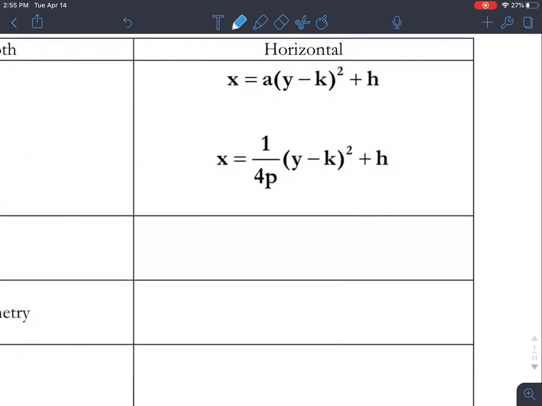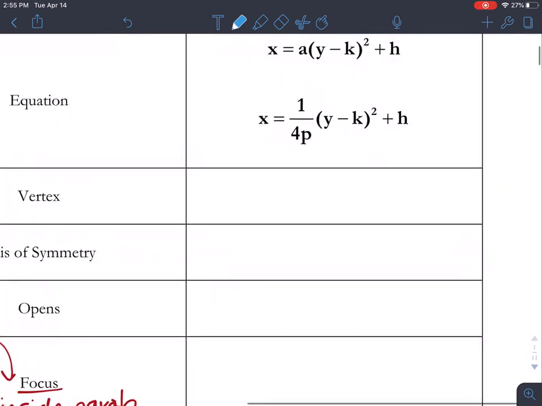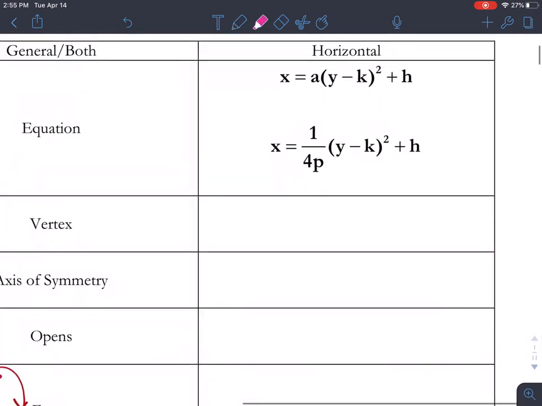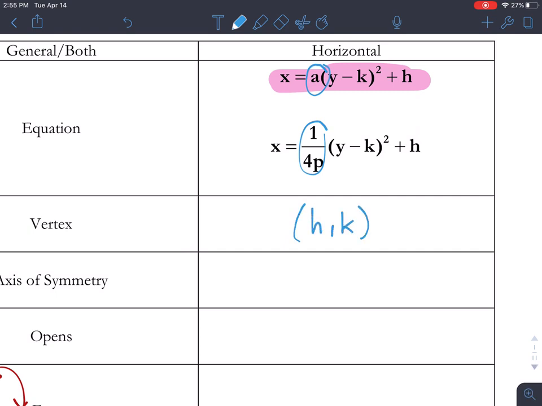So take a look. We're talking about horizontal, the vertex. What I want you guys to notice first of all is that it's x equals. That's definitely important. And it's y minus something squared. Also notice a is still 1 over 4p. And the vertex is still (h, k). The confusing part for some people is that h is now out here and k is the inside value. So just be careful there, okay?